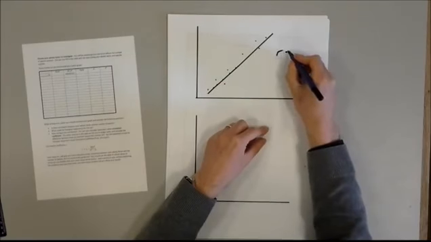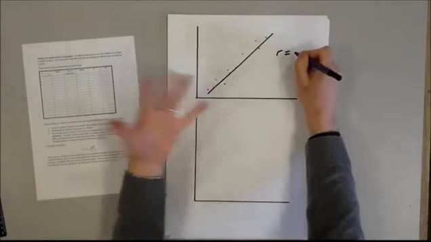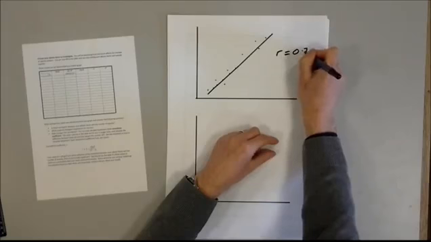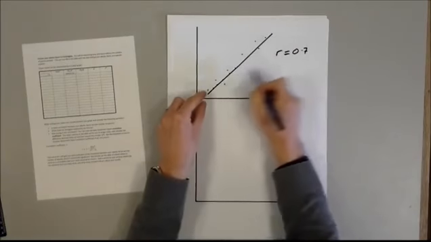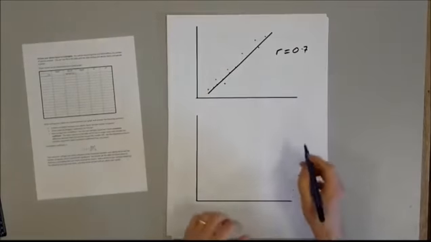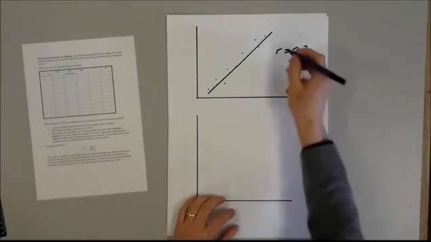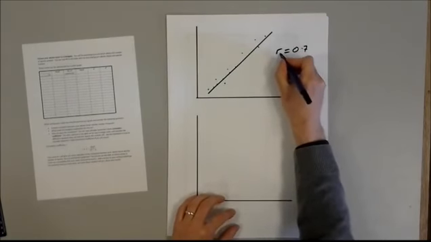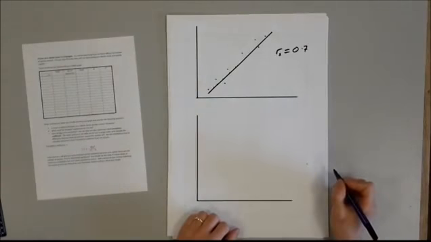So we would say that our correlation coefficient is going to be, I don't know, somewhere in the region of 0.7-ish. This R is the symbol we use for a correlation coefficient, and because we're going to be calculating Spearman's rank correlation coefficient, we have to put a little s down there.